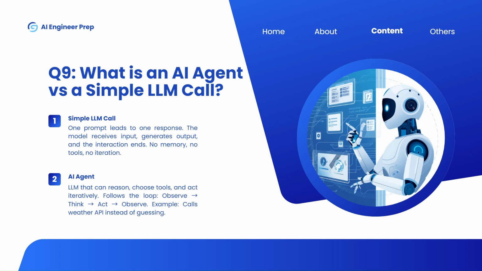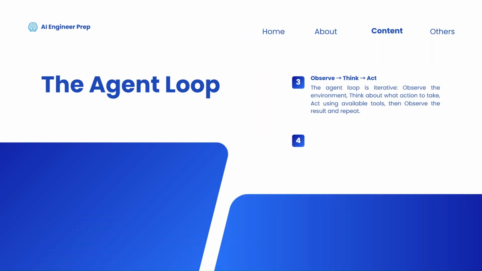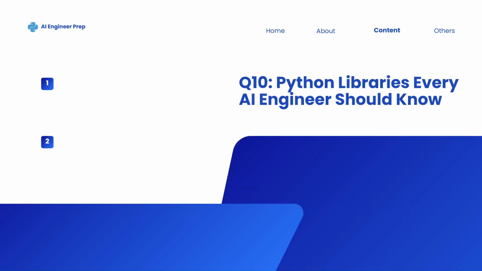The agent loop is iterative. Observe the environment, think about what action to take, act using available tools, then observe the result and repeat. Real world example: when asked about the weather, an agent calls a weather API instead of guessing. It observes the query, thinks about which tool to use, acts by calling the API, then observes the response.